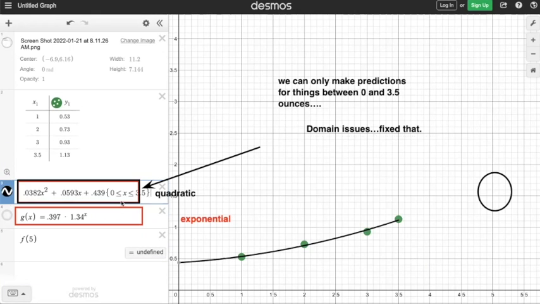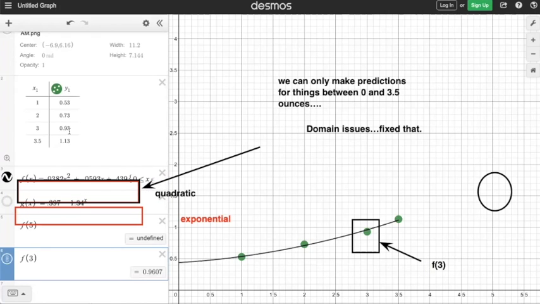f of 3 is another issue. This doesn't even make the right prediction for x equals 3, does it? The prediction that this makes for f of 3 is 0.93, and it's actually 0.96. And that 3 cents error in business is something I'm not going to want to do.